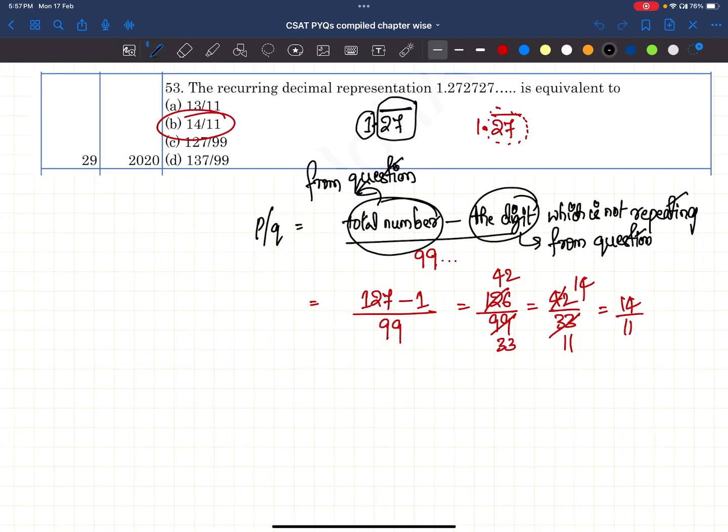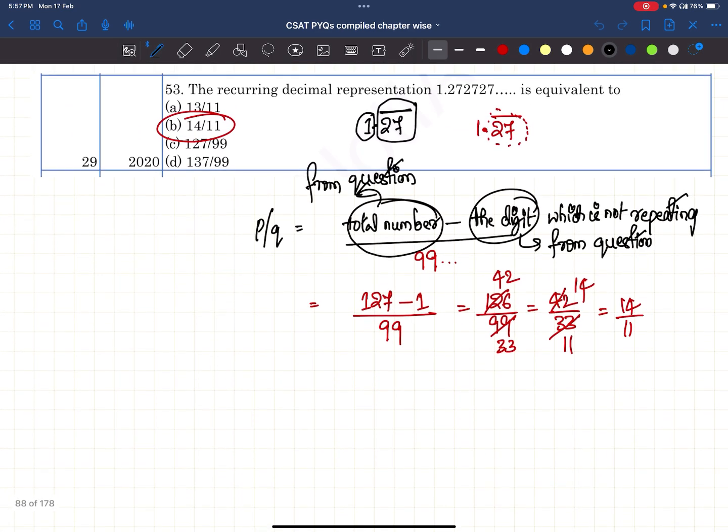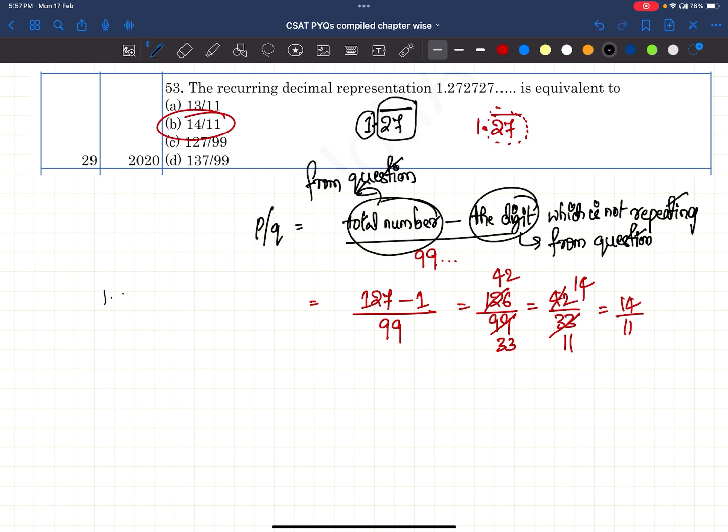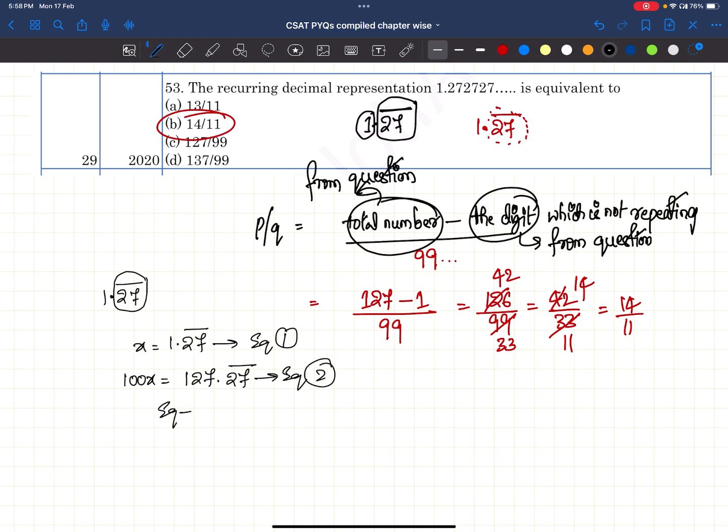Right? Now, for the people who don't want to remember the formula, there is the conventional way of solving this question as well. See, what is given? 1.27 bar, right? There are two numbers repeating here. Now, let's consider x equals 1.27 bar. We'll call this equation number 1. Now, let's multiply equation 1 by 100. It becomes 100x equals 127.27 bar. This is equation number 2. What we'll do? We'll subtract equation 1 from equation 2.